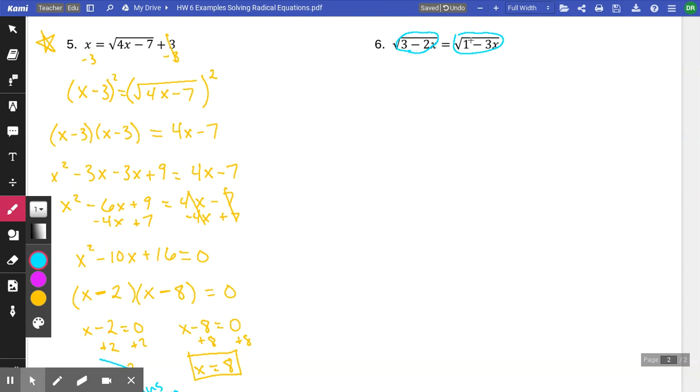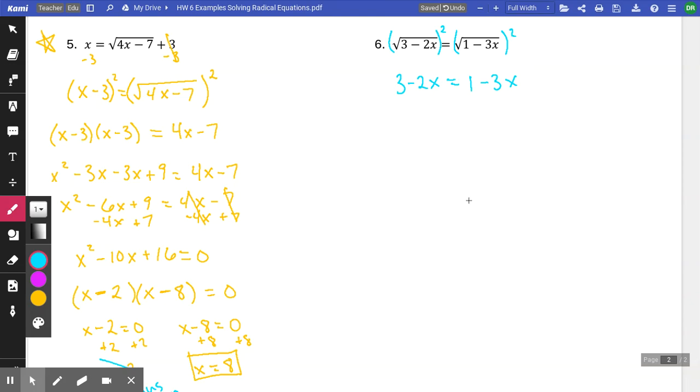And so while it looked bad at first, if we think about it, to cancel this square root, we would use an exponent of 2. To cancel this square root, we'd use an exponent of 2. And what's going to happen? Well, the square root cancels on the left side, and you just get 3 minus 2x. The square root cancels on the right side, and you just get 1 minus 3x. So while it looked intimidating because we had 2 square root signs, in reality, they both canceled at the same time, and we just get an equation that we've seen in the past.